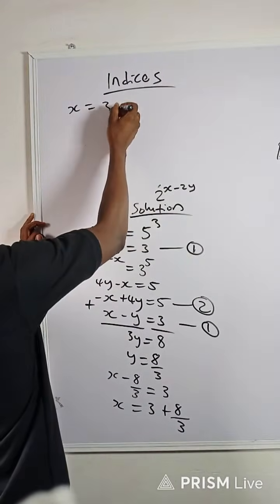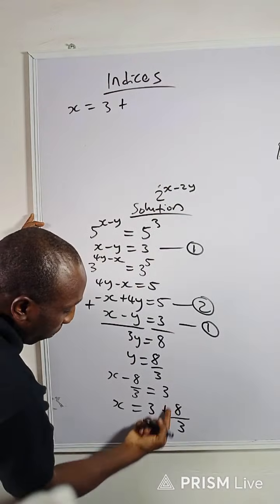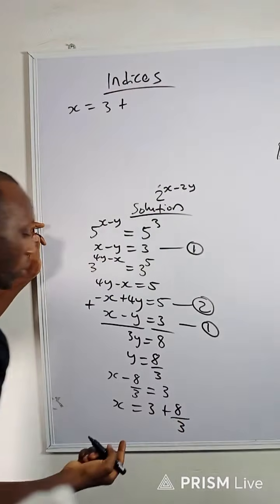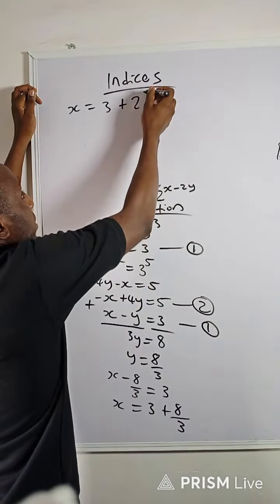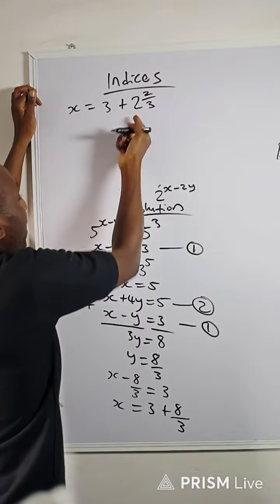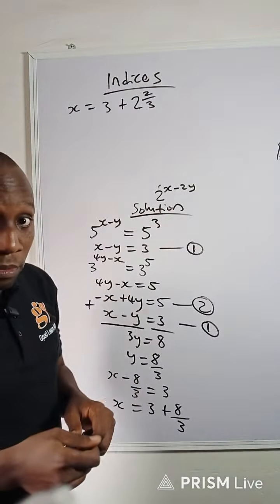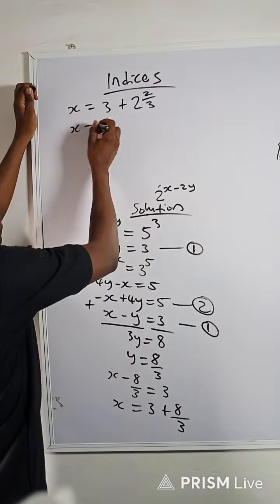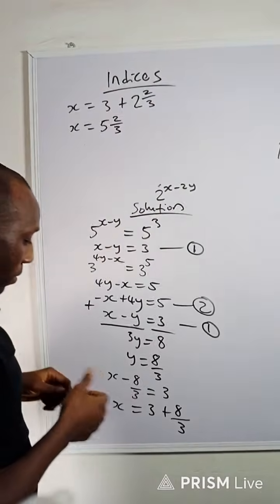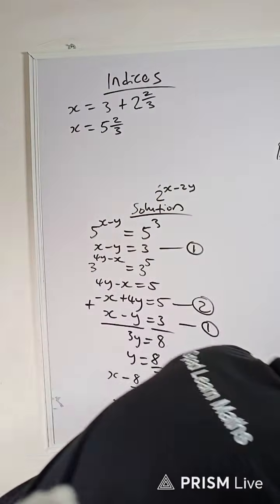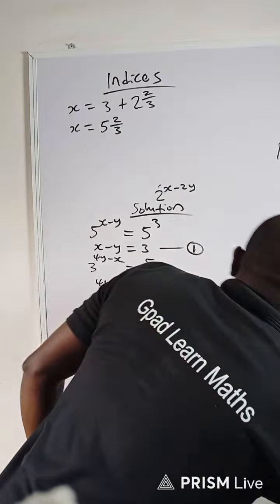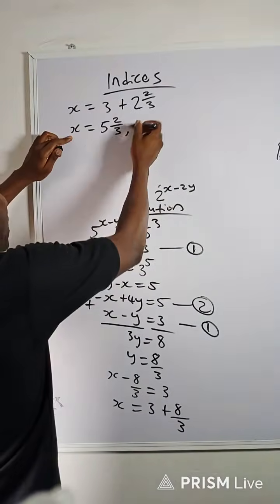This is 3, so you write 3 plus, what about this? This is an improper fraction. I can convert it to a mixed number. How many times will 3 go into 8? It will go 2 times, with a remainder of 2, then over 3. See, whole number, whole number. Are you seeing that? I can add the whole numbers, right? So that will be 3 plus 2 is 5. So 5 whole number, 2 over 3. Are you with me? Okay, so that's the value of x.